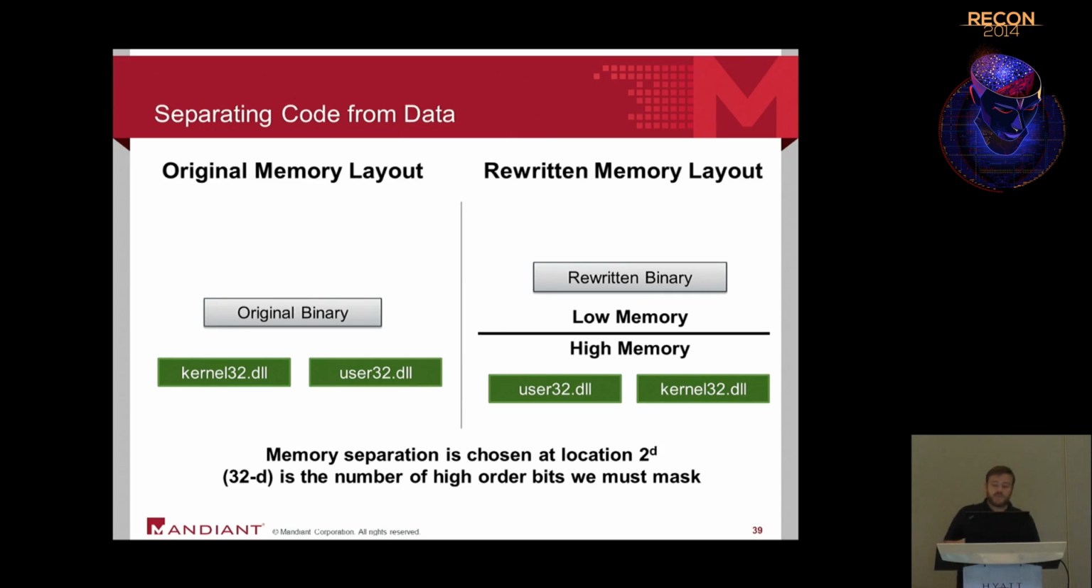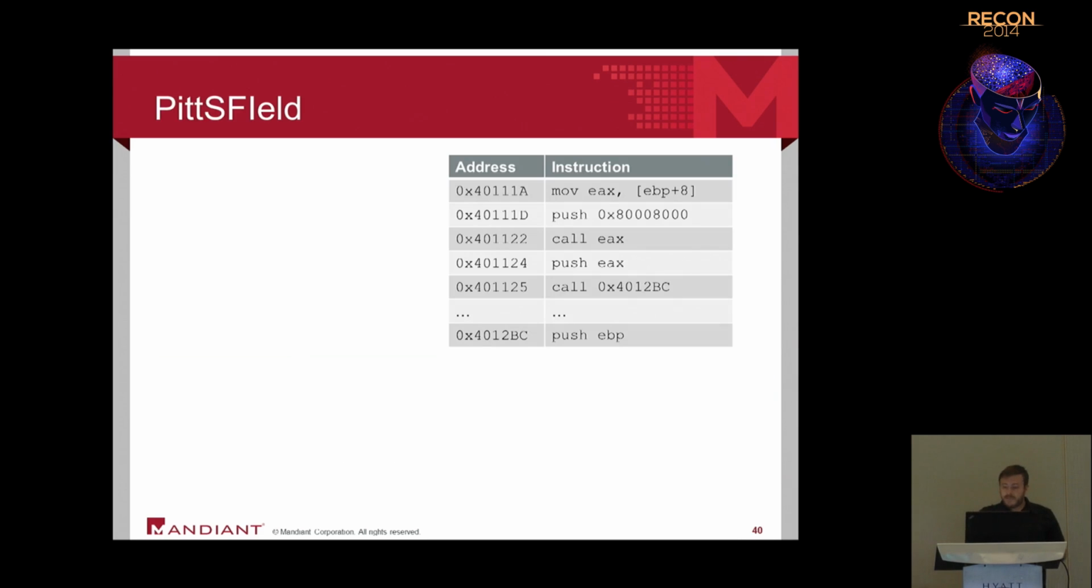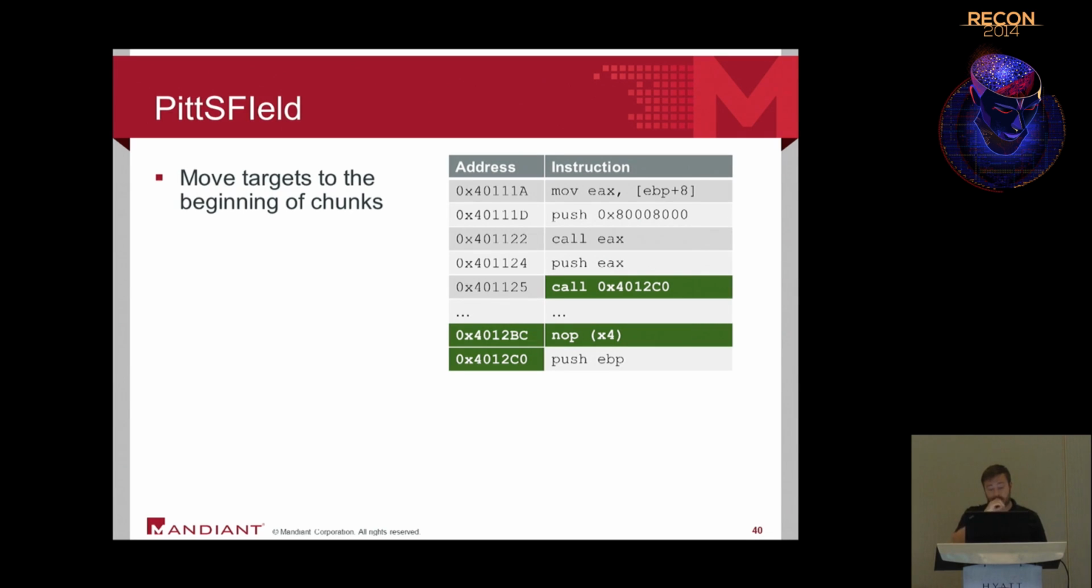Like I was saying, we break the trusted modules and untrusted modules apart at a separating line of high and low memory, where high memory is trusted and low memory is untrusted. This separation has to happen at a power of 2. It doesn't actually matter where. The only thing that will change based on where your separation is is what mask you're going to use. So Pittsfield says break everything into 16-byte chunks, and how they do that is just by including instructions and moving things around and then turning them into atomic units of execution. So first, they move targets to the beginning of chunks.